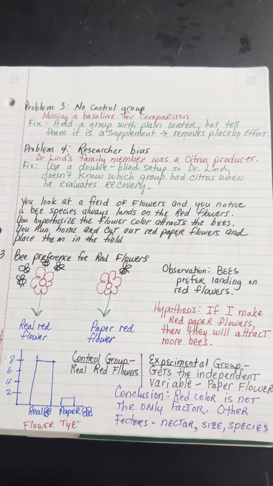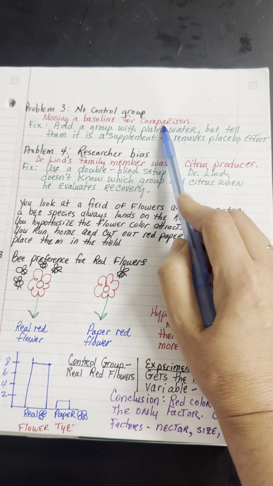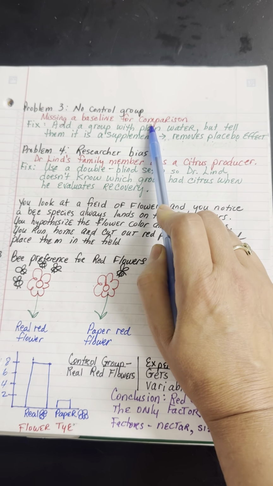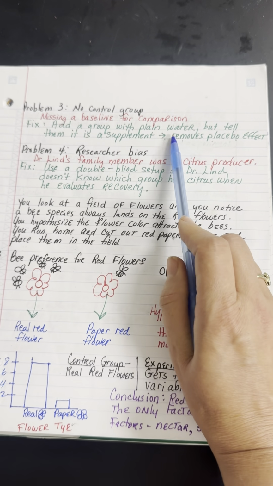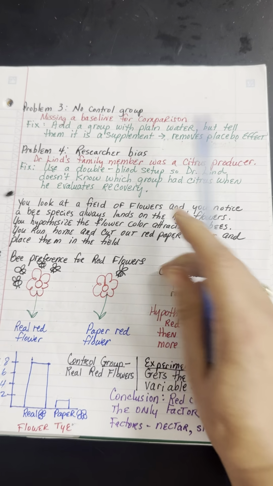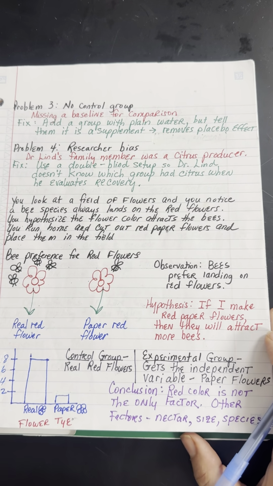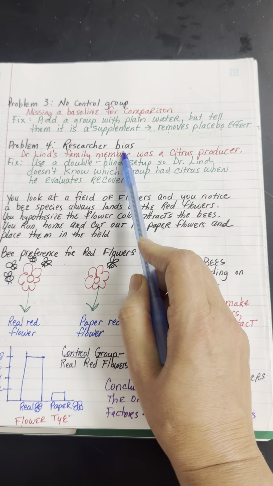Problem number 3. There's no control group. You're missing a baseline for comparison. We need a control group because we need to compare. The fix is to add a group with plain water, but tell them it is a supplement to remove the placebo effect. Problem number 4, researcher bias.